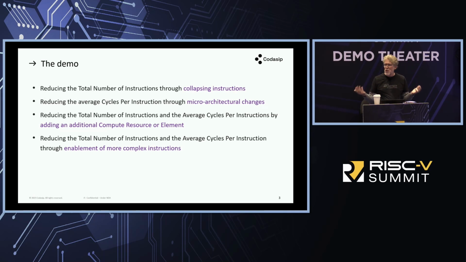Then I'm going to do a little bit more of a complex addition, which is to add a new compute element. So we're going to take a core and add another compute resource, which will actually reduce both the total number of instructions and the average cycle of instructions. And then I'm going to do a third one, where I'm going to add an additional resource. And therefore, when I add additional resource, I can have a more complex instruction, which once again will reduce the total number of instructions and my average cycles per instruction. So a fairly well set up sequence.